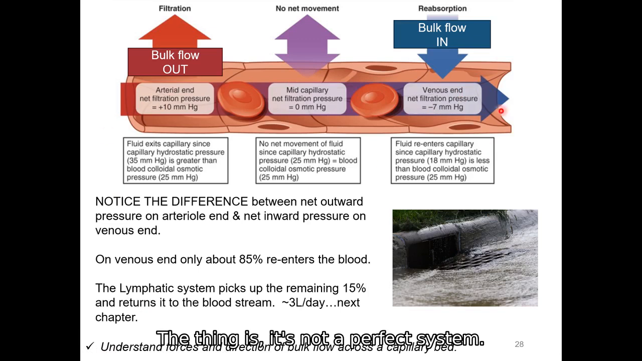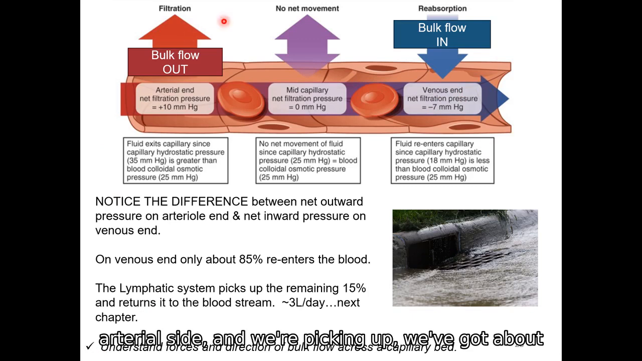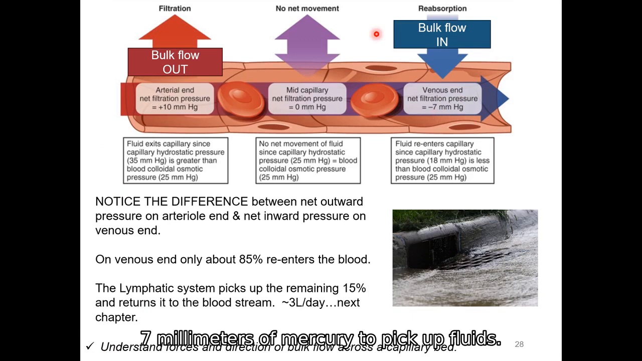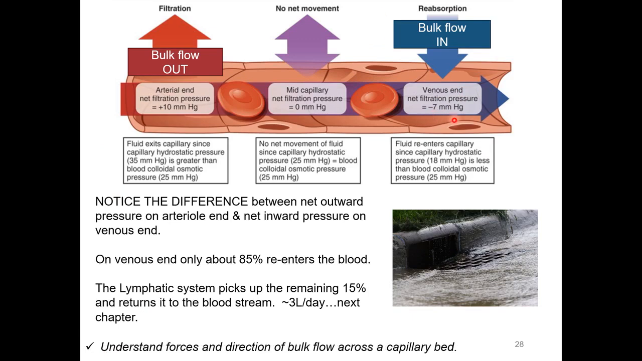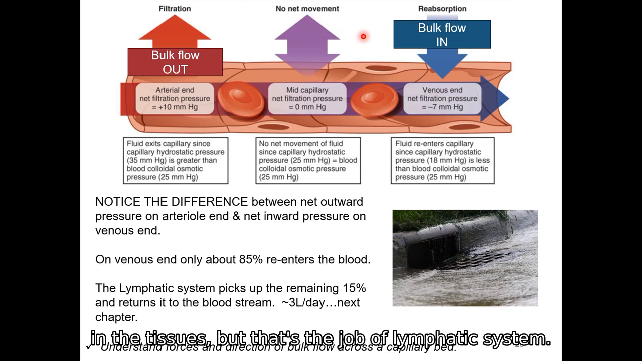The thing is, it's not a perfect system. So we've got a plus 10 millimeters of mercury bulk flow out on that arterial side, and we've got about 7 millimeters of mercury to pick up fluids. Those are not the same, right? So what happens is we get excess fluid out here in the tissues, but that's the job of the lymphatic system.